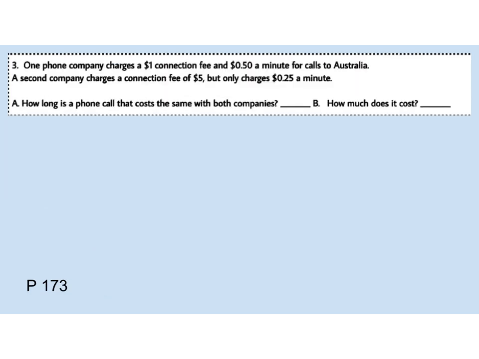Number 3, one phone company charges $1 connection fee, so our first phone company would be y equals $1 to connect, so that's our startup, our initial value, and 50 cents per minute. And then the second phone company, they charge a connection fee of $5, but it's 25 cents per minute. How long is the phone call that costs the same for both companies, and how much does it cost?